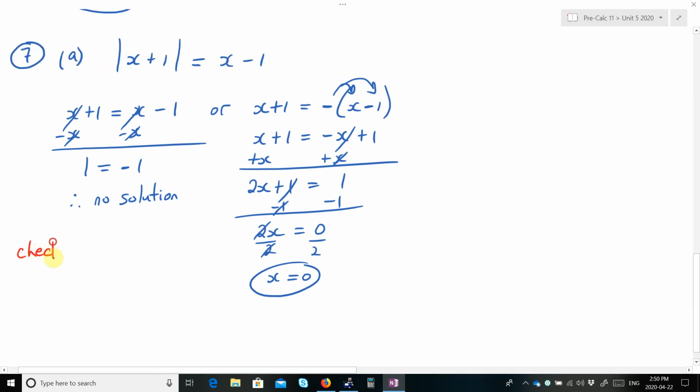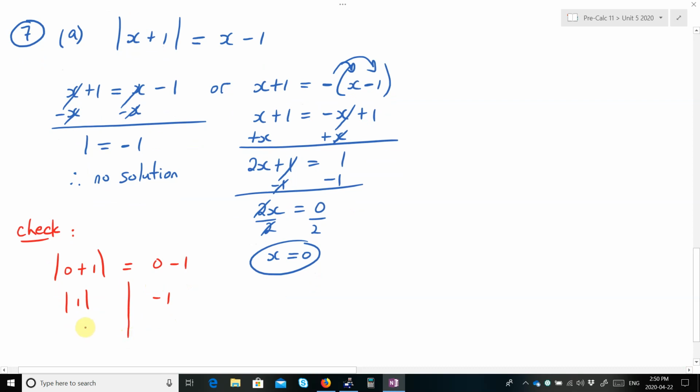Here is the check. I don't think it works at quick glance here, guys, because we'd have the absolute value of 0 plus 1 on the left side, and we would have 0 minus 1 on the right side. So this is the absolute value of 1, and the right-hand side is -1. The absolute value of 1 is 1. Not equal. Therefore, we have to reject this answer. And we had no solution there. We rejected our solution in the second situation, so no solution overall.